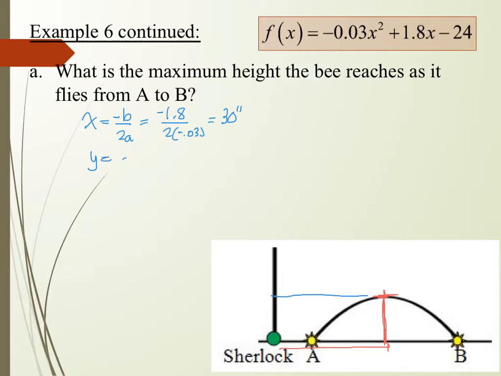So we get negative 0.03 times 30 squared plus 1.8 times 30 minus 24, and this gives us an answer of, if we did this correctly, 3 inches. So the maximum height the bee goes up from flower A to flower B is about 3 inches. Now the next question, which we will get to in just a second.